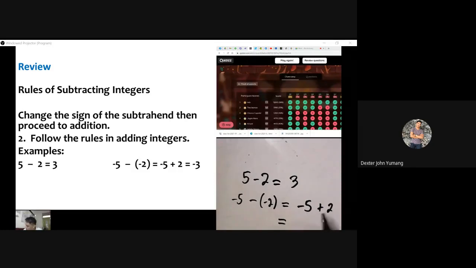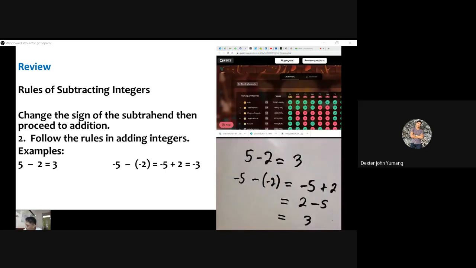So 5 minus 2, or pwede natin siyang isulat na baliktarin natin yung positive sa left side, 2 minus 5. Okay, 2 minus 5 is 3. Sino ba mas malaki? Si 2 or si 5? Si 5 po. Ano po ang sign ni 5? That is negative. So negative 3 po ang sagot.